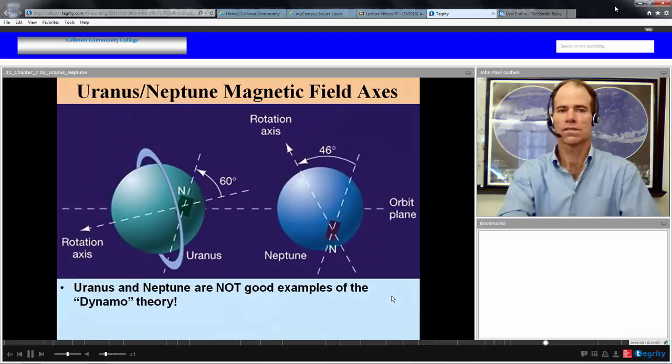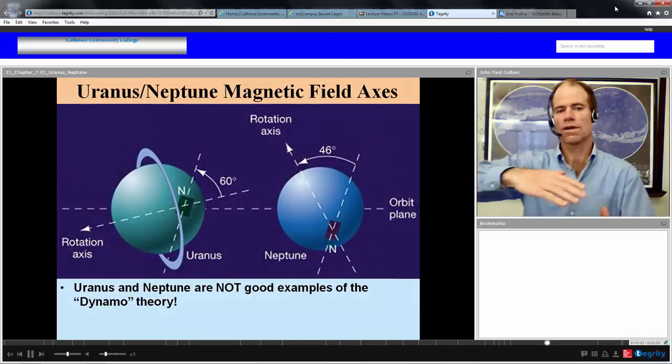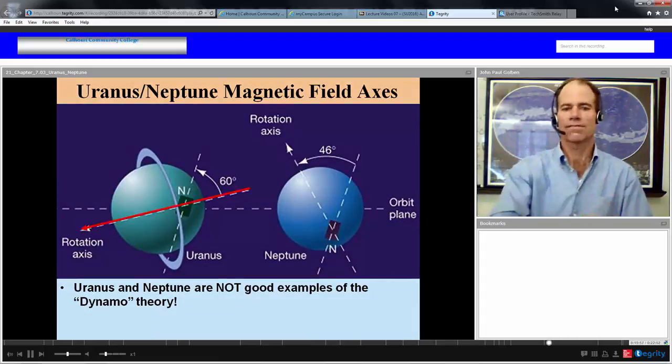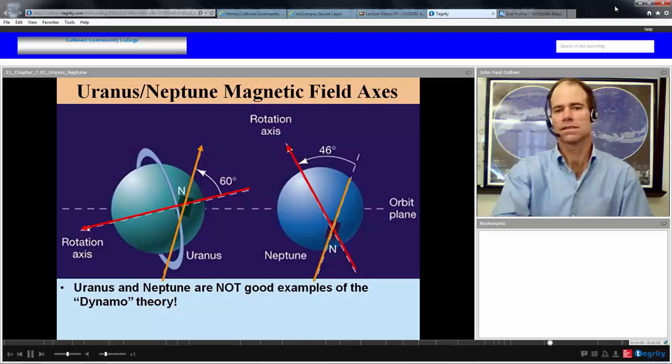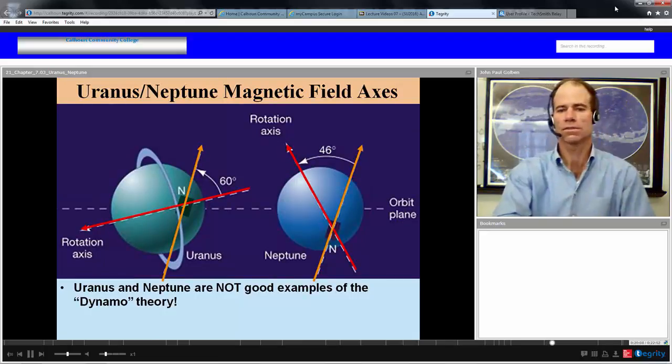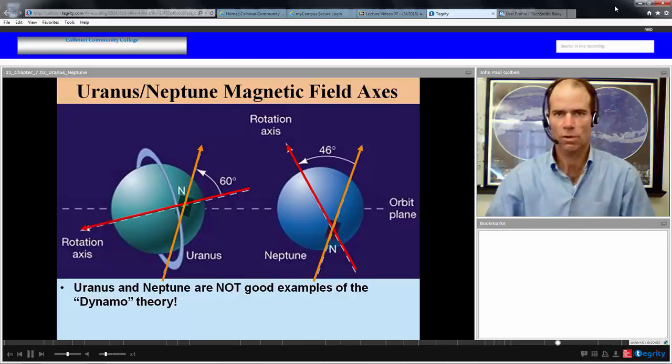Here's a comparison of Uranus and Neptune's magnetic fields. Uranus is tipped over 98 degrees on its side. It's turning that way, but its magnetic field axis is off 60 degrees in the opposite direction from its rotation axis, and Neptune's field axis is 46 degrees off from its rotation axis. So theoretically, they're not conforming to the dynamo theory.